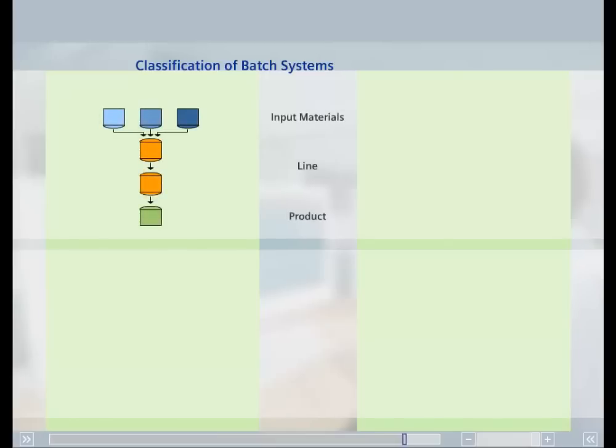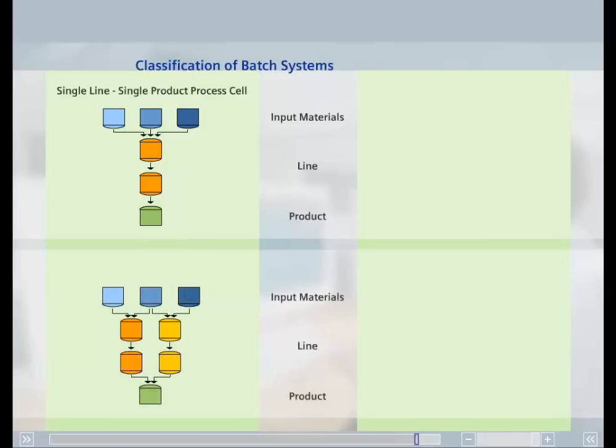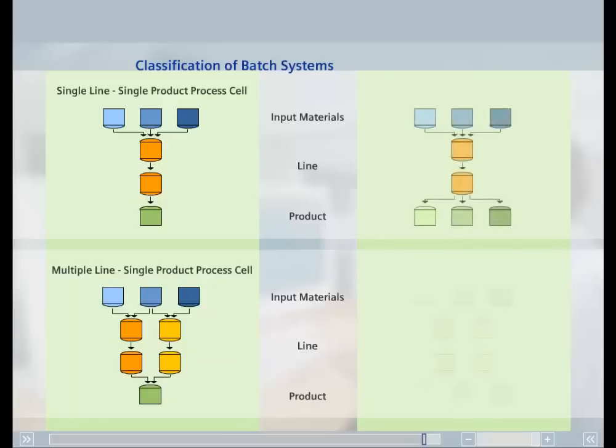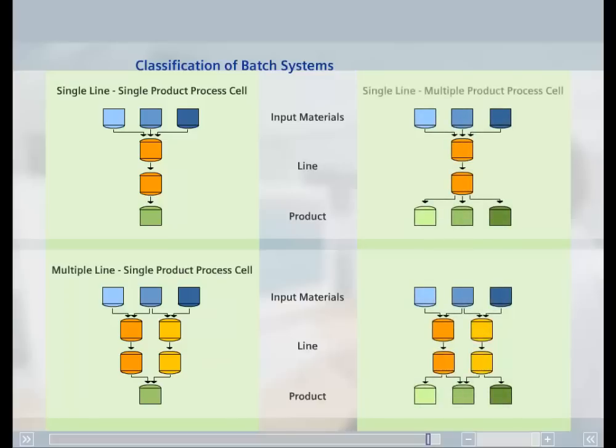One important criterion in the classification of batch process cells is whether or not different products can be created in the same process cell. A second important criterion is whether one or more production lines are available to produce the product or products. If there is only one production line and one product, this is known as a single line, single product process cell. If several production lines are available to produce a product, this is known as a multiple line, single product process cell. If several products are produced in a process cell, this is known as a single line, multiple product or multiple line, multiple product process cell, depending on the production lines available.